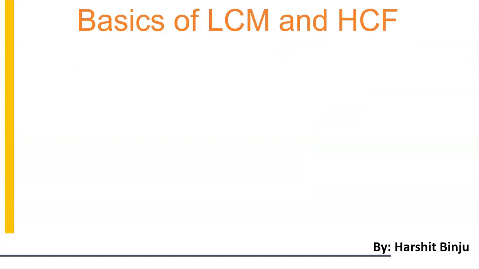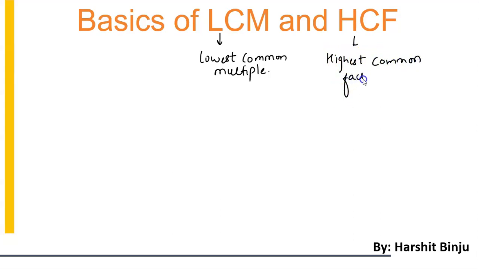Okay, so when you talk about the terms LCM and HCF, LCM stands for lowest common multiple. HCF stands for highest common factor. Okay, so we're going to understand what do we mean by the lowest common multiple and what do we mean by the highest common factor, and we'll do that with the help of an example.